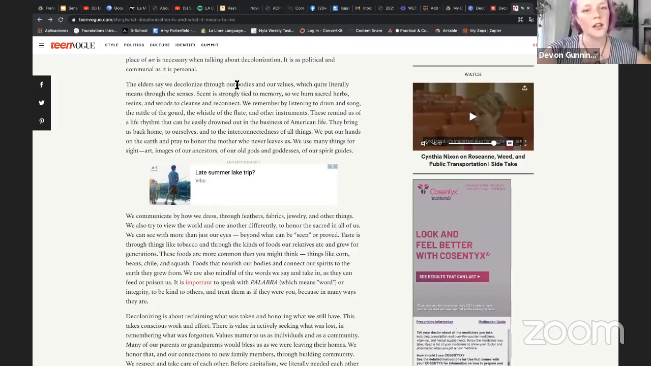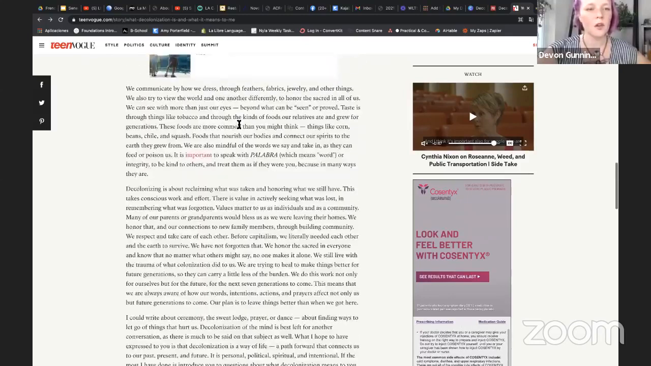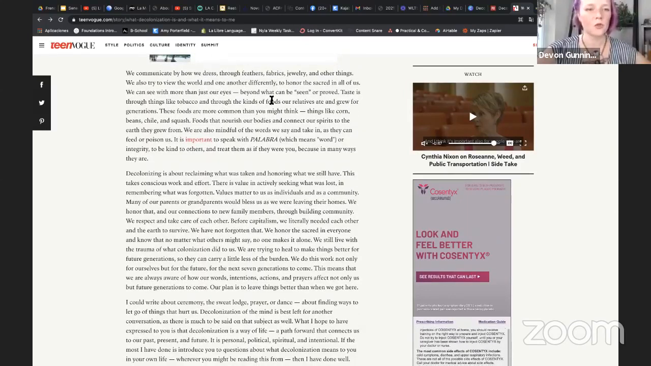The elders say we decolonize through our bodies and our values, which quite literally means through the senses. Scent, remember, drum and song. A life rhythm that can be easily drowned out in the business of American life. They bring us back home to ourselves and the interconnectedness of all things. We put our hands on the earth and pray to honor the mother who never leaves us. We communicate by how we dress, through feathers, fabrics, jewelry, and other things. We also try to view the world and one another differently to honor the sacred in all of us.